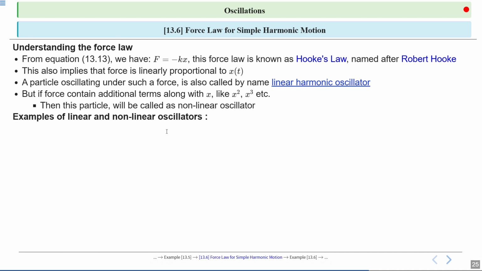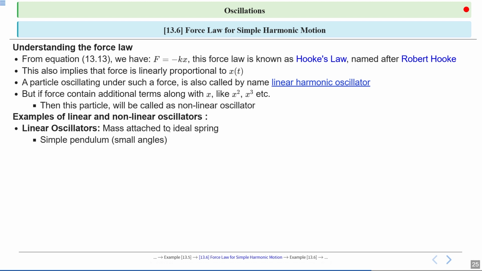Examples of linear and non-linear oscillators. First, linear oscillators. A classical example is a mass attached to an ideal spring. If you stretch or compress the spring a little, it follows Hooke's law perfectly. Another example is a simple pendulum, but only for small angles. When the swing is gentle, the restoring force is nearly proportional to the displacement.